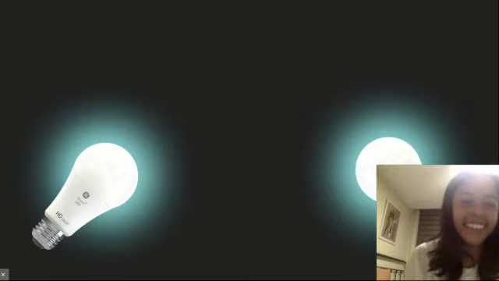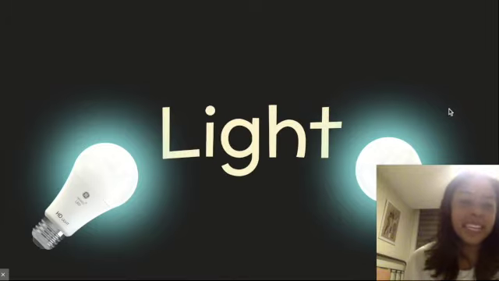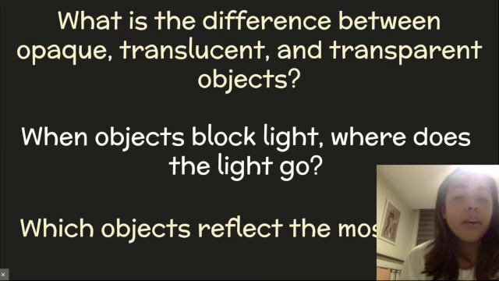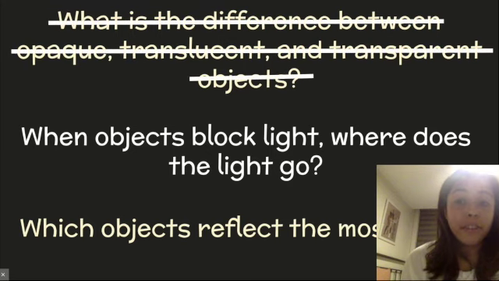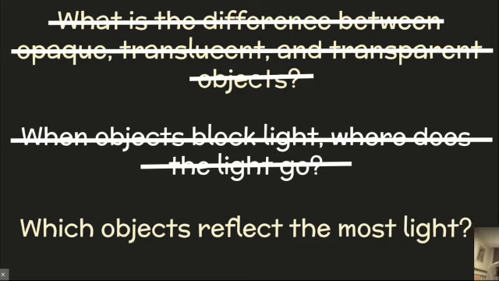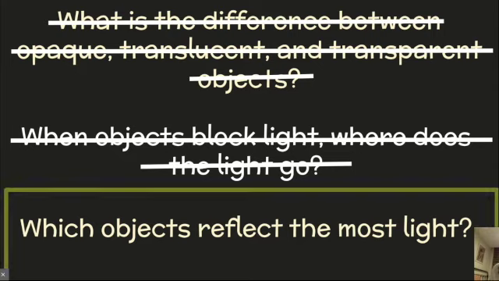Happy Thursday. Today in science we are going to be continuing to talk about light. So far in science we have asked and answered a lot of questions about light. We talked about the difference between opaque, translucent, and transparent objects. We also answered the question, when objects block light, where does the light go? Today we're going to get the chance to answer this question. Which objects reflect the most light? So let's get into it.